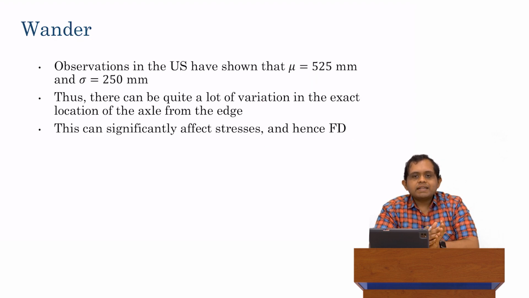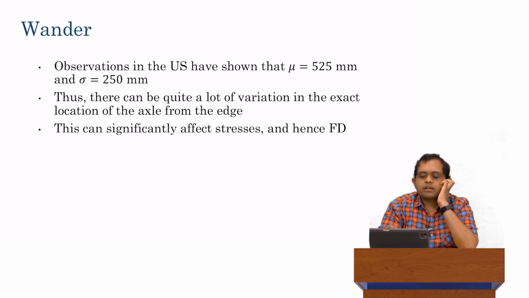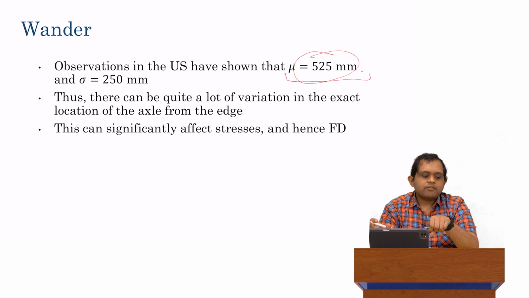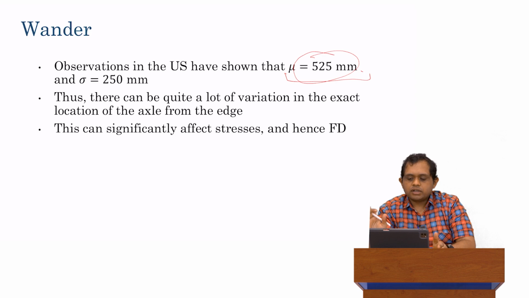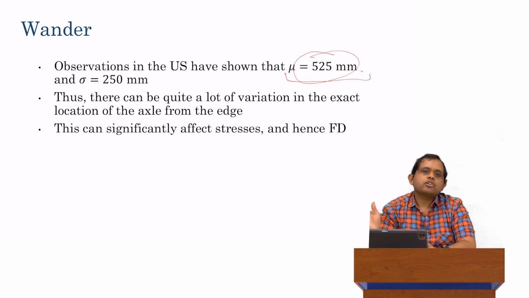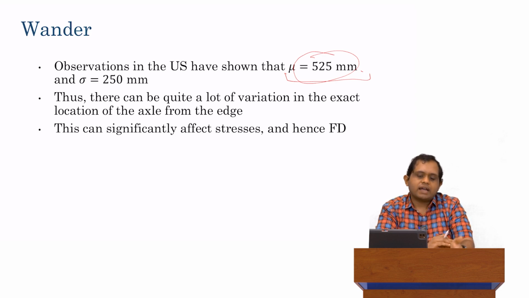In the United States, the observation has been that the mean wheel path is 525 millimeters. This, by the way, if you recall, was the exact position where we put our so-called reference load during linearization. I didn't explain to you then where that number comes from. This is where the number comes from, on average, as per US data. Now, in India, this whole concept of wander actually doesn't work, so we'll see that later. But for US conditions, the mean wheel path is 525 millimeters from the longitudinal edge, and that's why in linearization we place our reference load at that point.